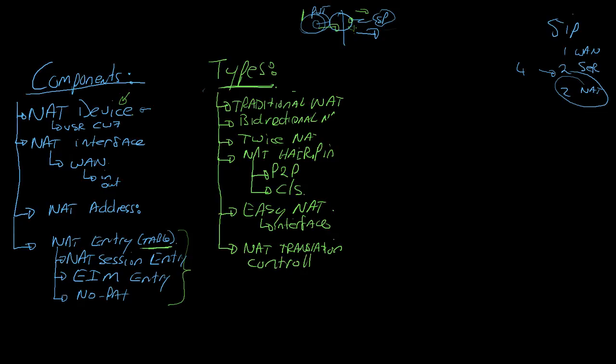Whenever you say, I've got a more complicated environment, I'm going to do NAT translation control. This is where I want to control pools of addresses going different places and so forth. Now the way I see this is you could have combinations of traditional and easy, you could have combinations of twice NAT and NAT translation control and so forth. But it's important to understand that these are the types of NATing that you'll see in the configuration guide.